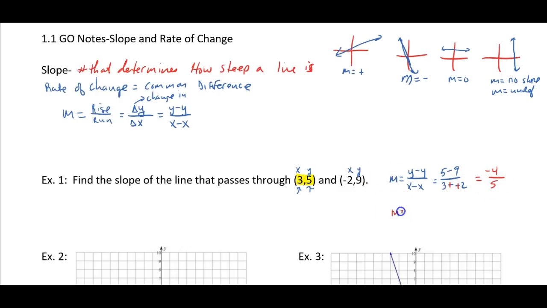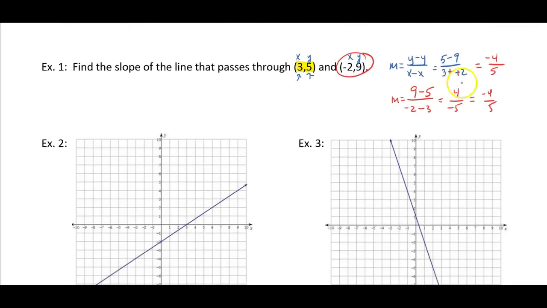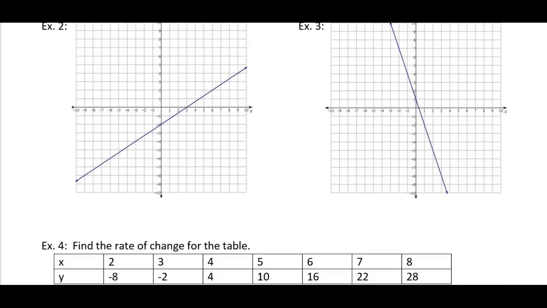Now if I calculate the slope the other way, starting here now, right, 9 minus 5 over negative 2 minus 3, I would get 4 over negative 5, which still ends up being the same answer. So as long as you keep the order the same, it does not matter. Keep track of your negatives, because if you subtract a negative, you have to remember it becomes a positive.